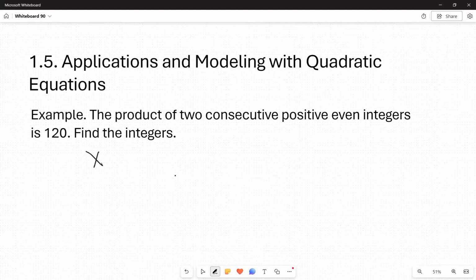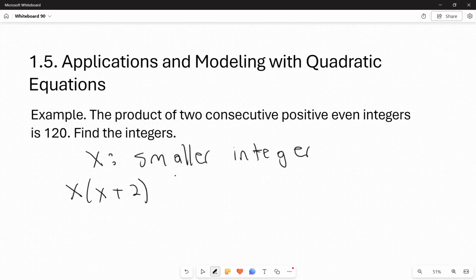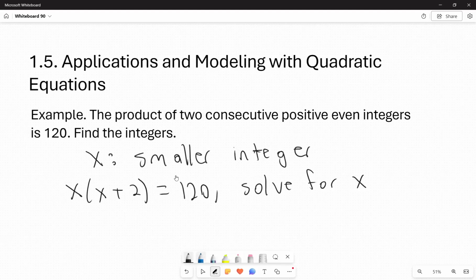So let's call x the smaller integer. And if they are consecutive and they are even, the next one is going to be x plus 2. They increase by 2. So x times x plus 2 is 120. So we have a quadratic equation that we need to solve for x. If we want to solve for x, we need to write this in standard form.